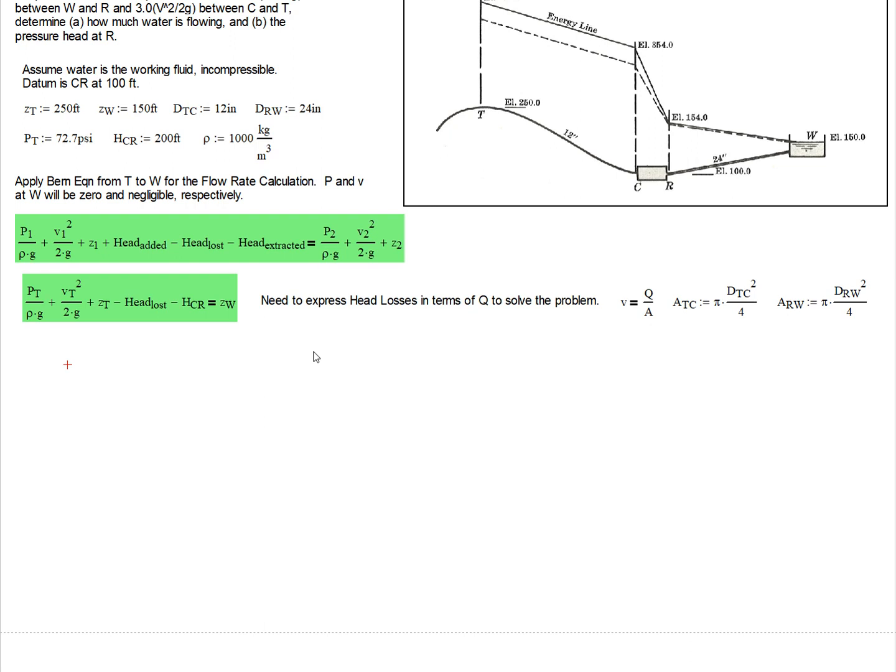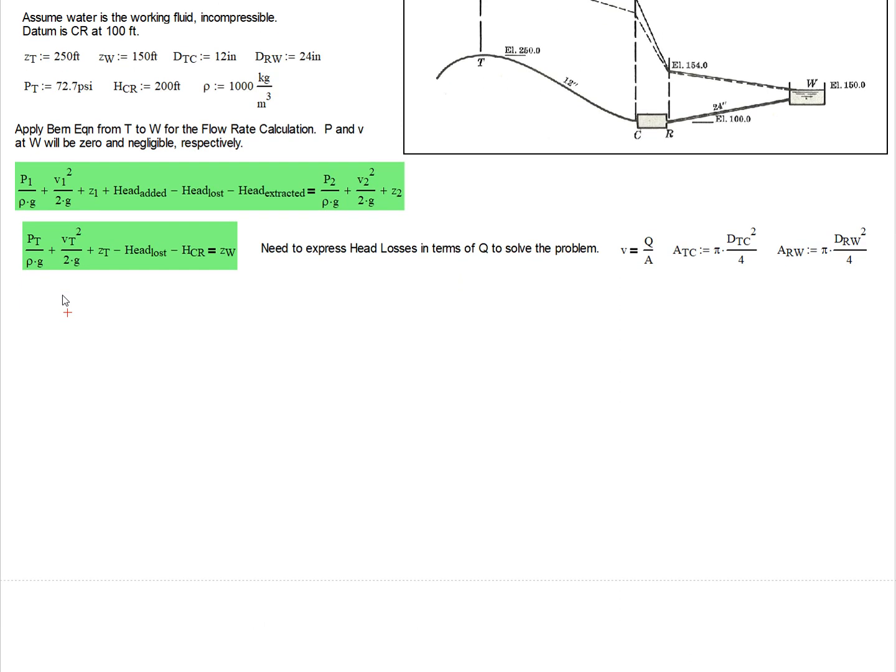So remember what we did for another problem. We want to find the volumetric flow rate. Where's the volumetric flow rate in here? Well, we don't see any Q's, but it is incorporated in the velocity, right? And so our head loss in terms of velocity, we can express that in terms of volumetric flow rate. We can also express V sub T in terms of volumetric flow rate.